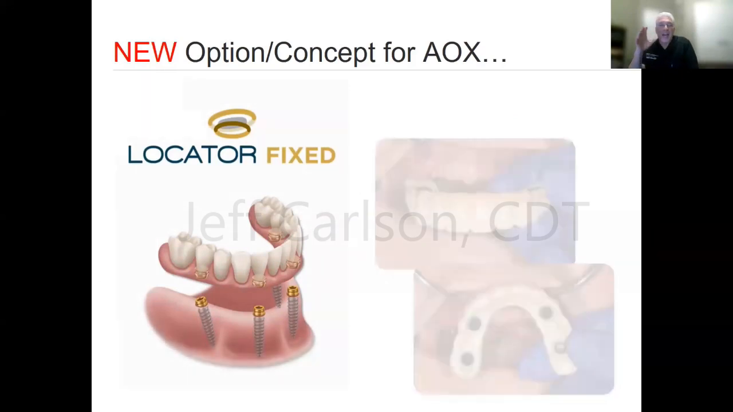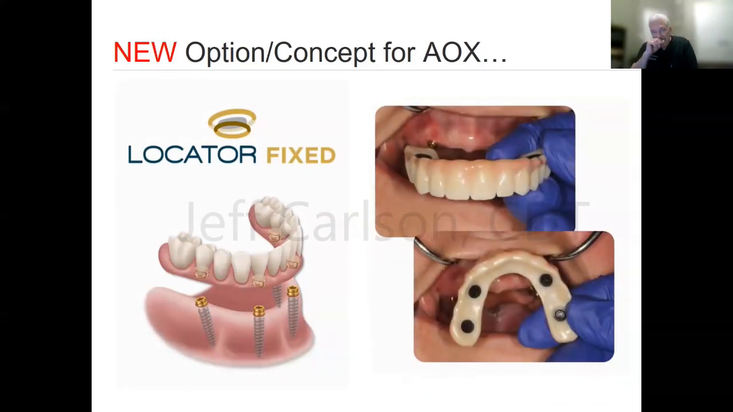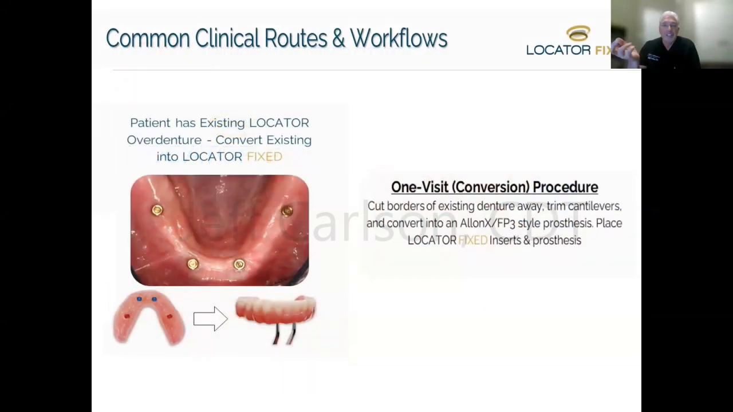So now I'm going to jump into something that I'm pretty excited about, because it gives the option to take patients to the next level with their prosthesis. It's not the panacea, but for the right patients, the right scenario, this can be a really good option. It's called the Locator Fixed. What's nice about this is that you can convert an existing, like, 2-implant locator, and it can be utilized in some different scenarios.